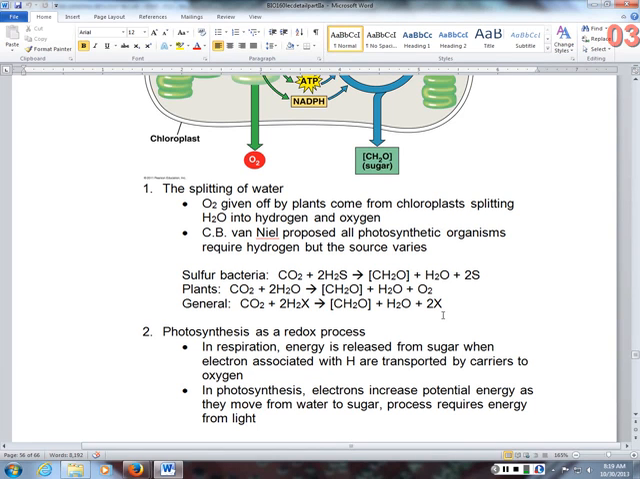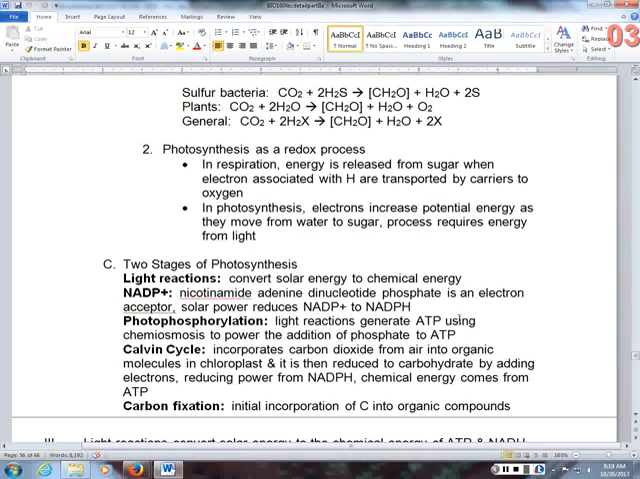So it's a redox process, just like metabolism, or respiration. In respiration, the energy is released from the sugar when the electrons, associated with the hydrogen, get transported by carriers to the oxygen. Remember, oxygen is the final electron acceptor. In photosynthesis, the electrons increase their potential energy as they move from water to sugar, and it requires energy from light. So with photosynthesis, you have to put energy in. With respiration, you're getting energy out.